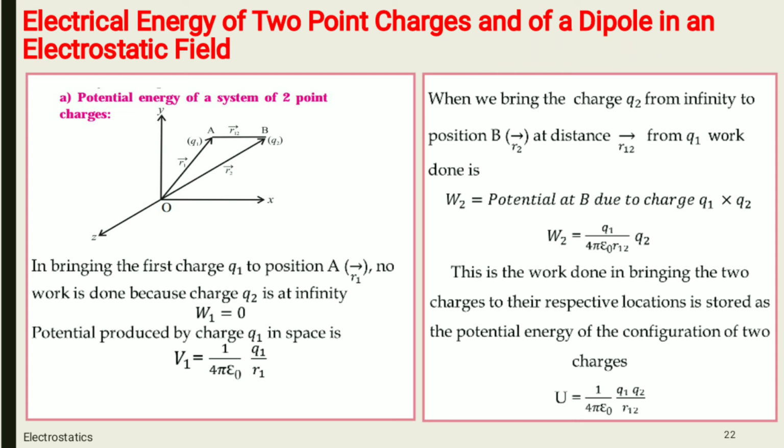Now you have to bring the charge Q2 to point B. Okay, when we bring charge Q2 from infinity to position B, that is its position vector R2, at distance R12 from Q1, the work done will be the potential at B due to charge Q1 into charge Q2. You have studied this before; you can check the equation in the book once. So the work done will be W2 is equal to Q1 divided by 4 pi epsilon naught R12 into Q2.